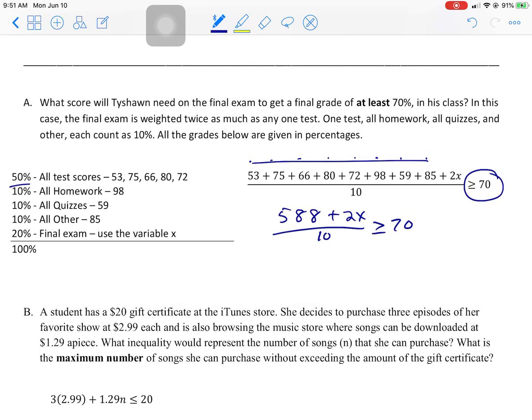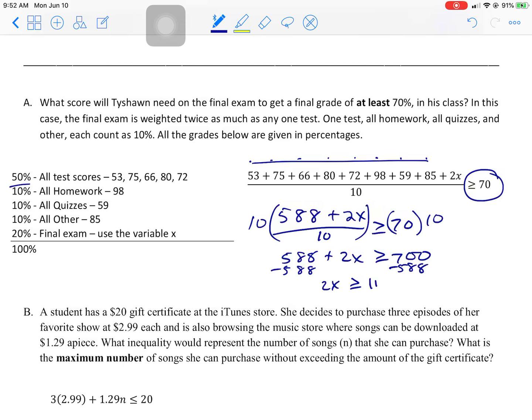All right, now what do I do to solve for x? To get x alone, I want to divide by that 10. So that'll give me 588 plus 2x is greater than or equal to 700 now. Move the 588 to the other side. 2x is greater than or equal to, get out my calculator, 112. x is greater than or equal to 56.